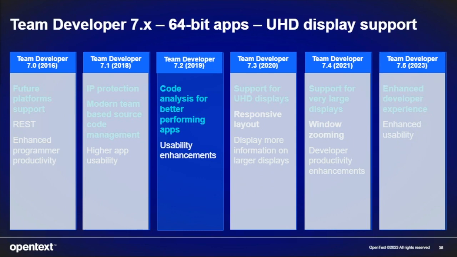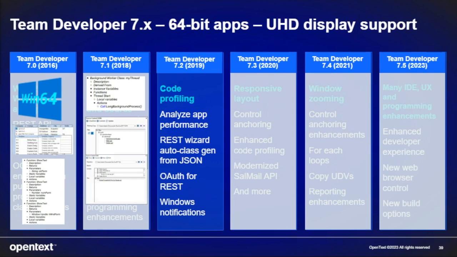Team Developer 7.2 in 2019. There we introduced code analysis for better performing applications. So many application developers wanted to know, in some cases, my application doesn't perform too well, but it's hard to tell, basically, is it my fault? Did I code something that is performing very slowly, or is it a Gupta problem, or is it a database problem, or whatever? So using code analysis, developers are able to analyze the application performance and find out where the bottlenecks are really, and basically blame the right person and have the right person fix the issue.